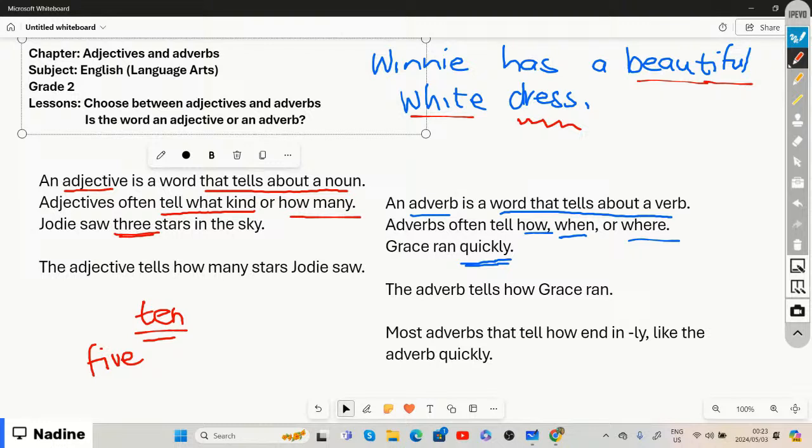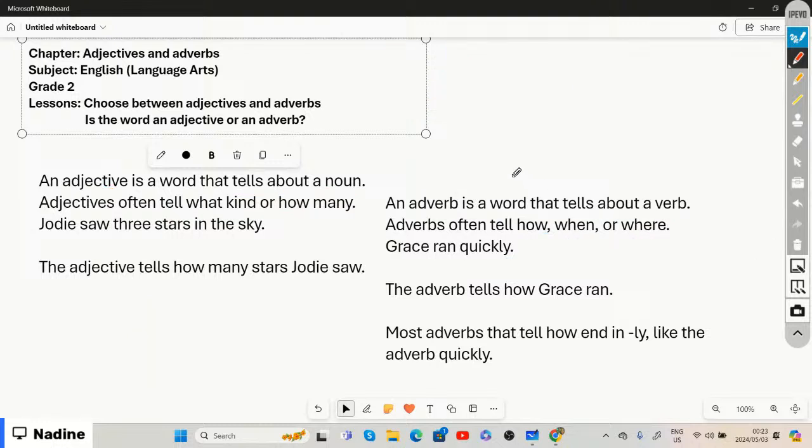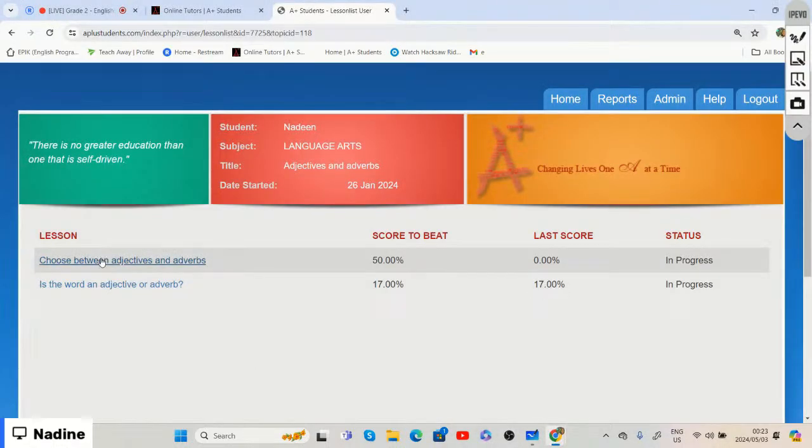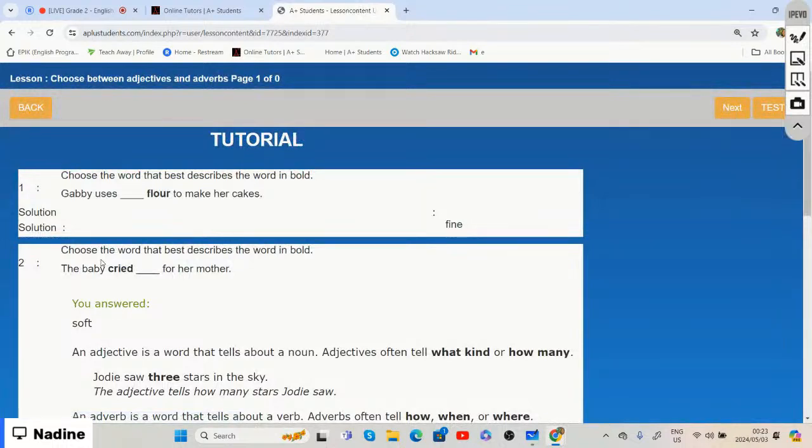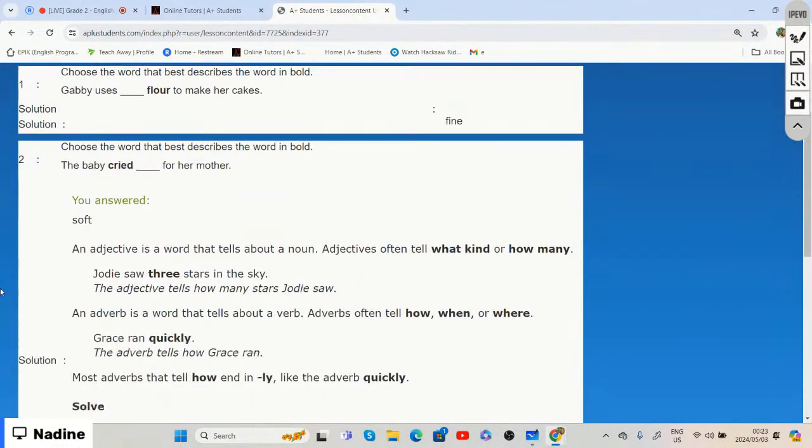So yes, quickly is our adverb. All right, so let us go to a+students.ca, and we're going to continue with our tutorial where we are choosing between an adjective and an adverb. We did say that an adjective is a word that tells you about the noun, and it often tells us what kind or how many. And an adverb tells us about the verb, and it often tells us how, when, or where.